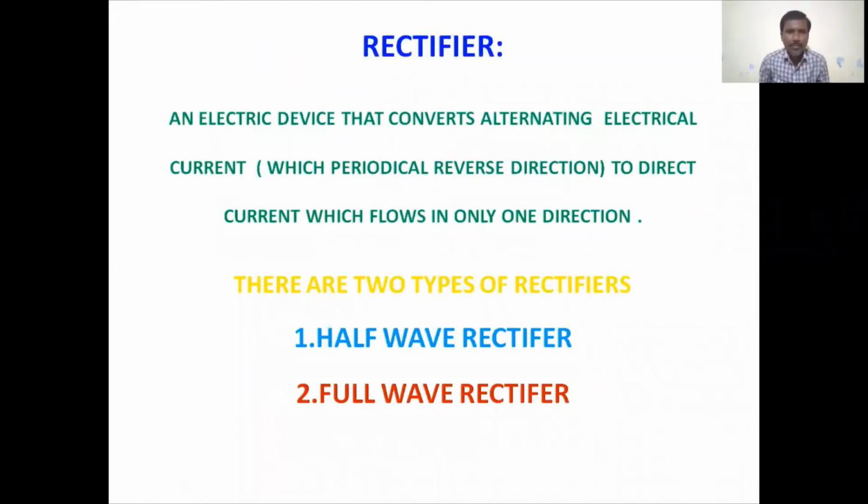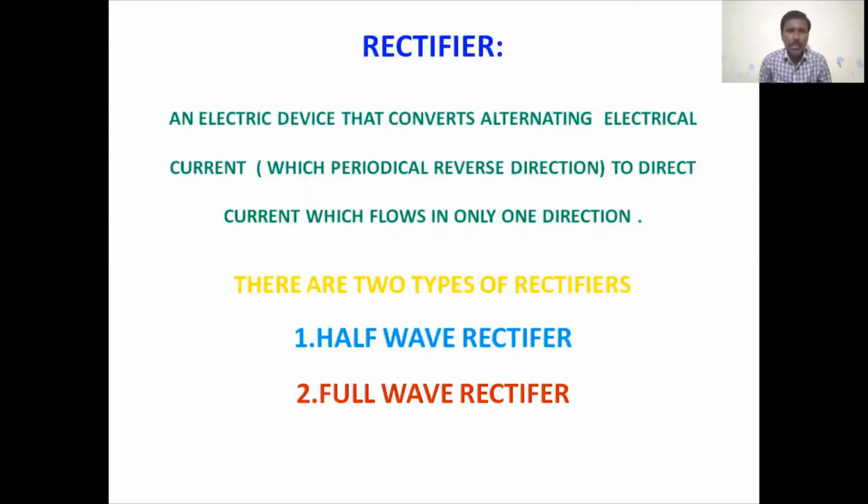Rectifier. What is called a rectifier? An electronic device that converts alternating current into direct current, which flows in only one direction.